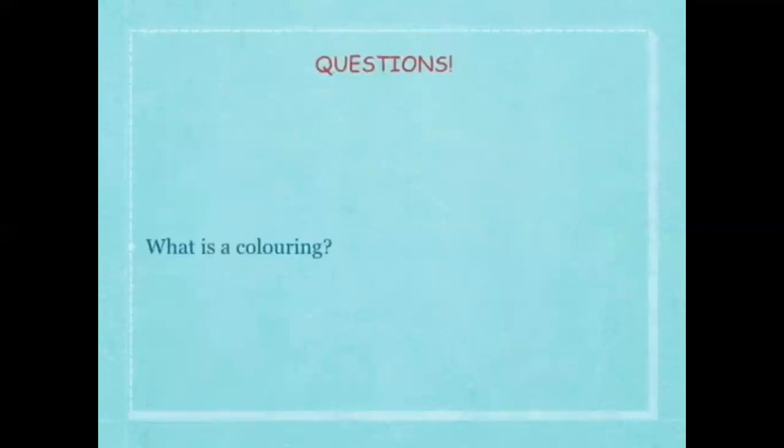What is a colouring? And what are two examples of colourings? A colouring is used to make food look more appetizing, and two examples that we've come across are tartrazine and caramel.